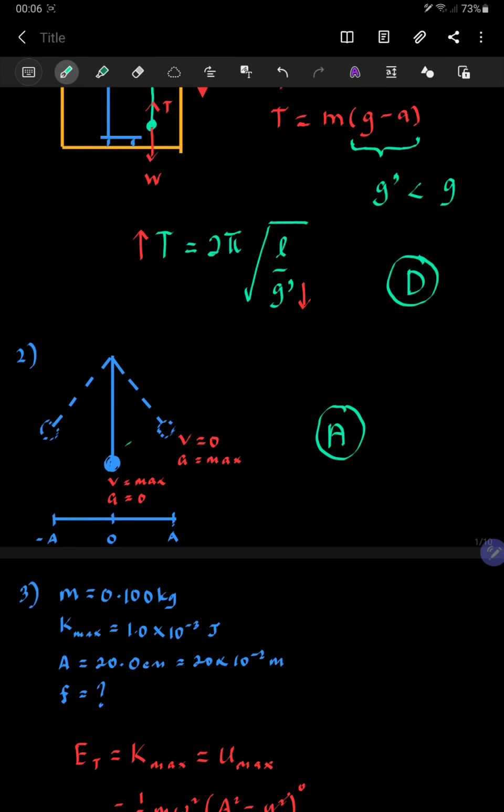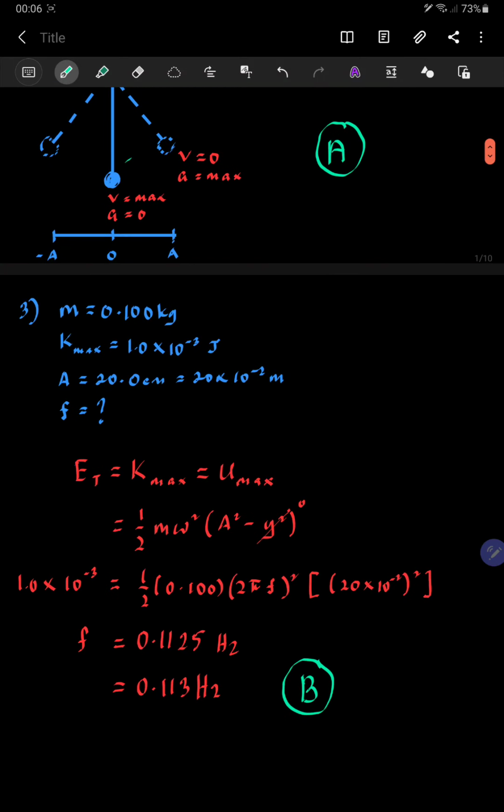Okay, for number 3, we are given a body of mass 0.1 kilogram performing simple harmonic motion with maximum kinetic energy of 1 times 10 to the power of negative 3 joule and amplitude 20 centimeter. What is its frequency of oscillation? So we are given the mass, the maximum kinetic energy, and also the amplitude. Remember, the amplitude should be in SI unit, which is meter, so we just convert it to meters. They ask you to find the frequency. According to the principle of conservation of energy, the total energy equals the maximum kinetic energy, which still equals the maximum potential energy.